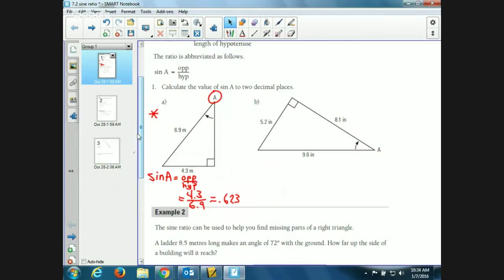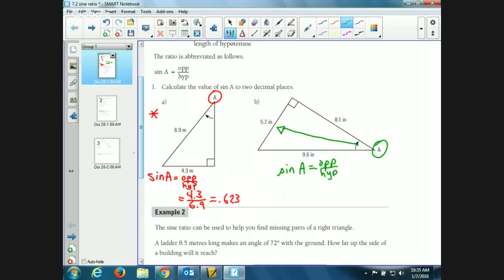Now, I could twist the triangle around so that angle A in this case comes over here. And you're given 3 things. The other one was easier because you only had 2 numbers. So this one, you've got to make sure you get the right numbers in. So the sine of angle A is the opposite side. Always write down the formula first. And the opposite side in this case is 5.2 inches.